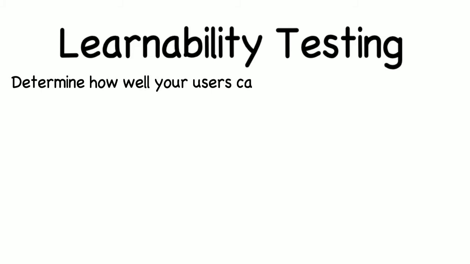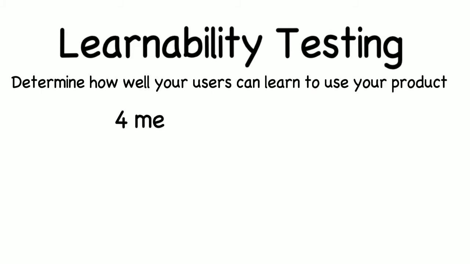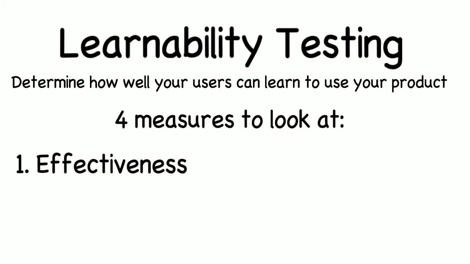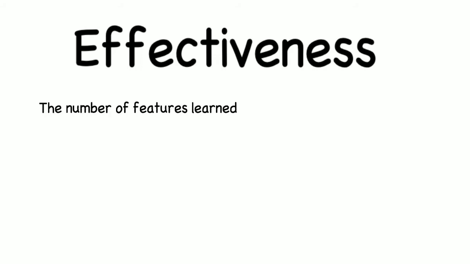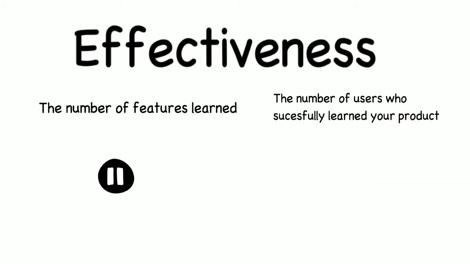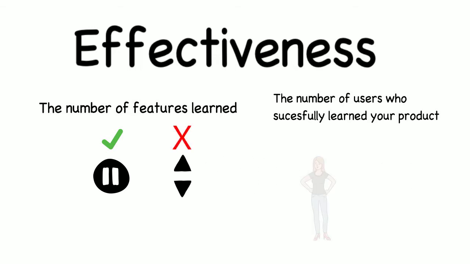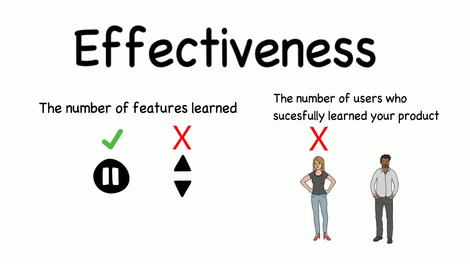Now that you understand your user base and have designed your product using the previously discussed principles, you need to actually test how well your users can learn your product. There are 4 measures you can use to test how learnable your product is. Effectiveness, efficiency, satisfaction, and lastly, errors. Effectiveness is the number of features learned, or the number of users who successfully learned and used the product. If users are not able to learn the features provided, then your product serves no purpose.